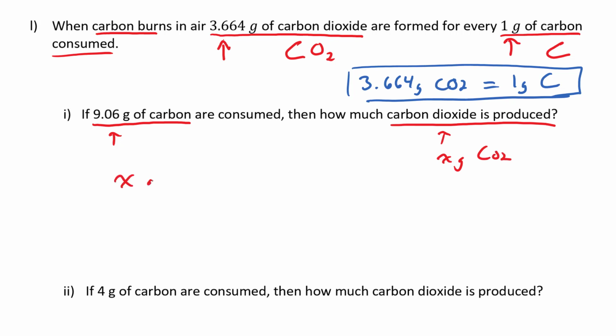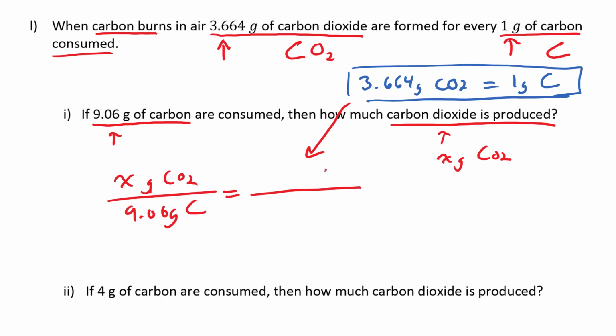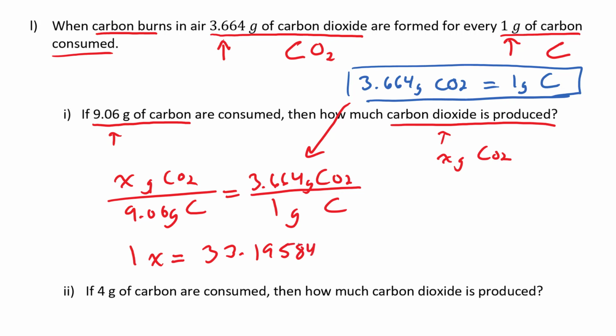So let's say x grams of carbon dioxide over 9.06 grams of carbon. Here now, we'll use this to build the next fraction. We put CO2 on the top, carbon on the bottom. 3.664 grams of CO2 is produced for every 1 gram of carbon. We cross multiply now. 1x is equal to 9.06 times 3.664. That's equal to 33.19584.